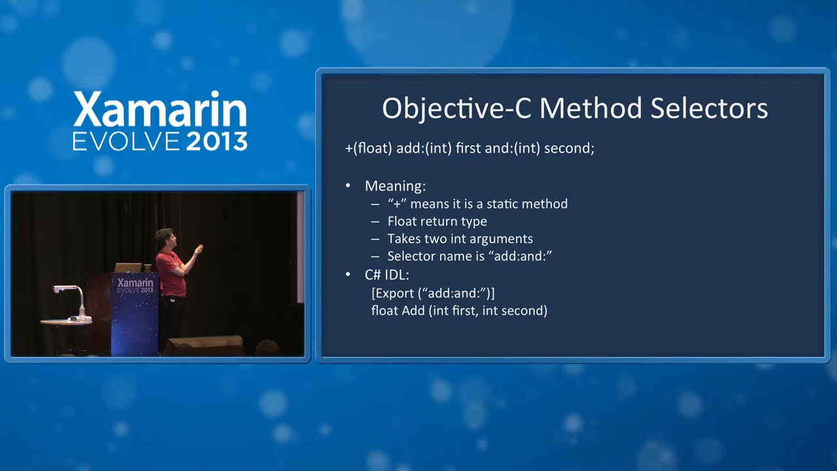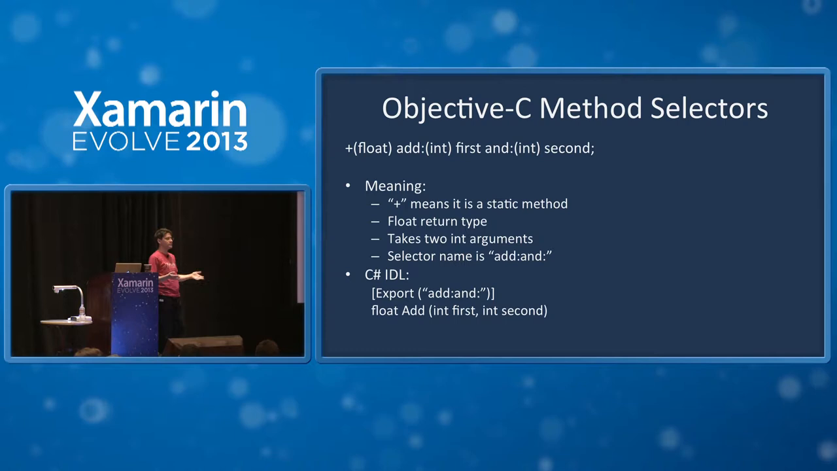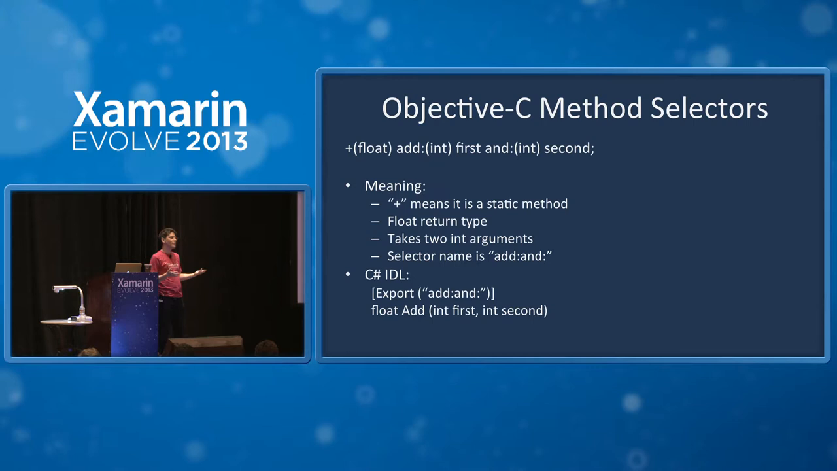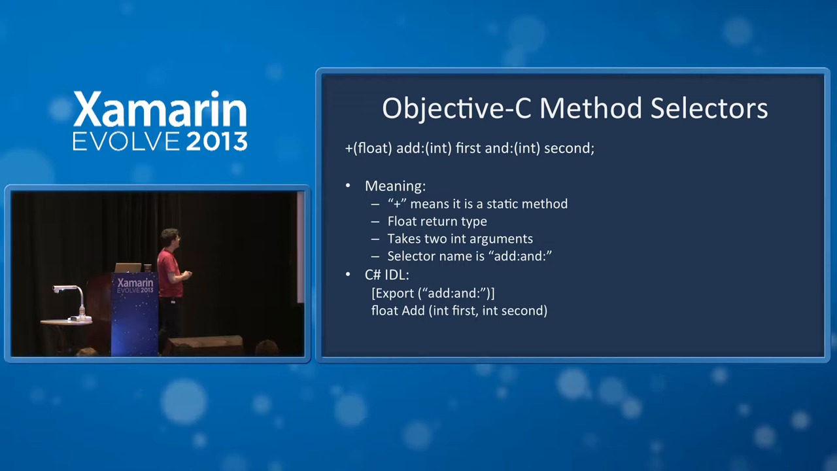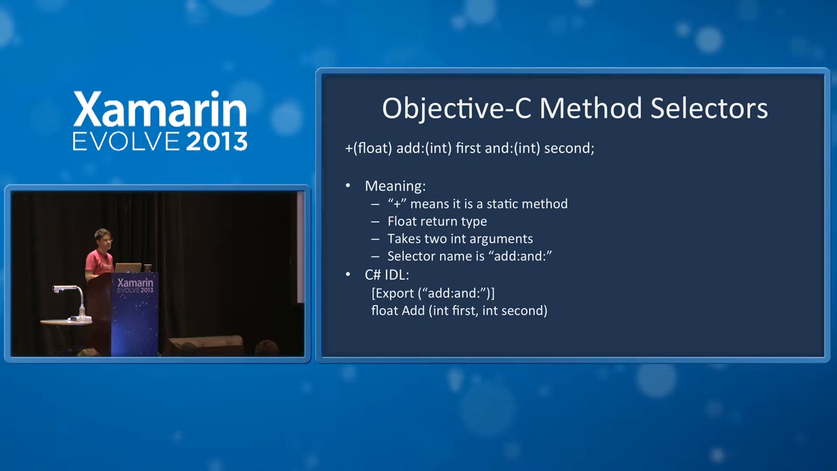So internally, the way that Objective-C calls methods is by generating these strings. So selectors are actually just strings, right? So when you call a method in Objective-C, you actually pass a string and say, hey, call the thing that matches this string, right? So this is a selector name, add and colon. And that's how you would bind it in Objective-C. You would say float add, int first, comma, int second.